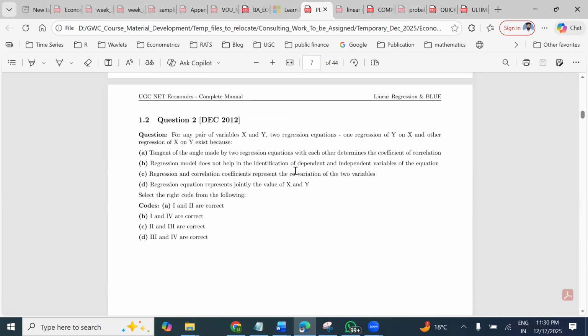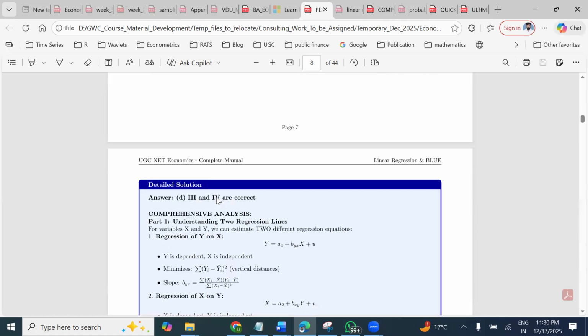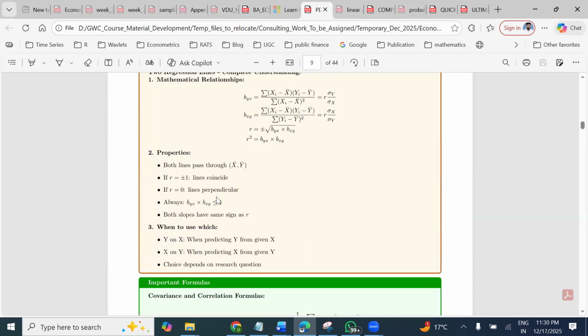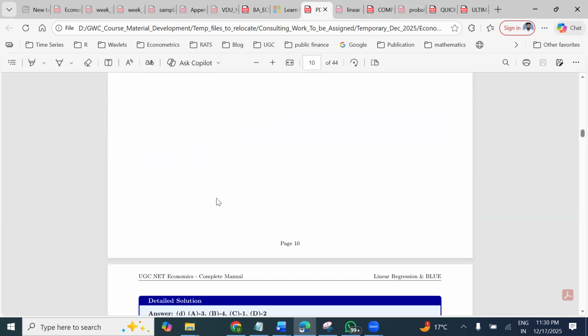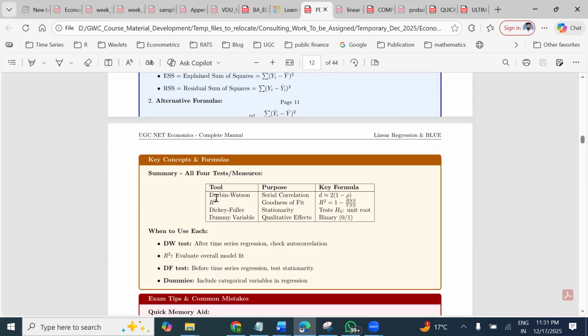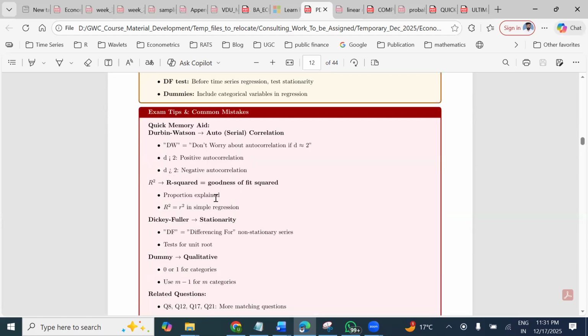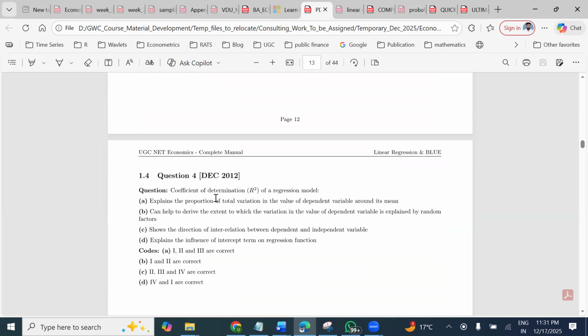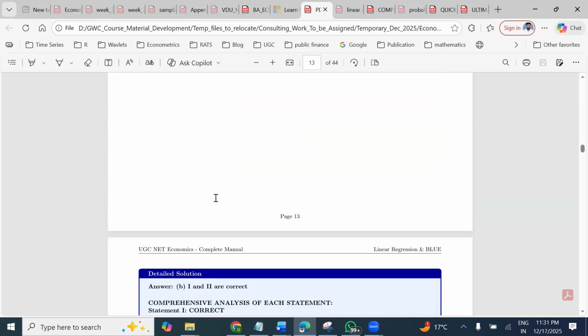Yes, sir. For any pair of variables x and y, there are two regression equations: one regression of y on x, and the other of x on y. Yes, got it, sir. So this we also did. Then question number 3 we also did. Durbin-Watson. Then the dummy variable we already did. Coefficient of determination, this we also did, right?